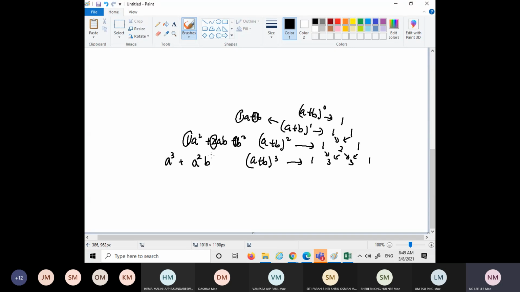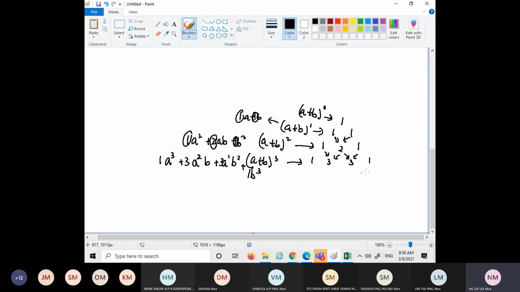So here b will increase the power, so this one is 1. Then a again will decrease the power, so 3, 2, here will be 1. Then b will increase the power, here 1, here will be 2. Then the last one will be b to power 3, and a will be power 0. Then the 1 3 3 1, you fill out here. So the expansion for a plus b power 3, this is the answer.